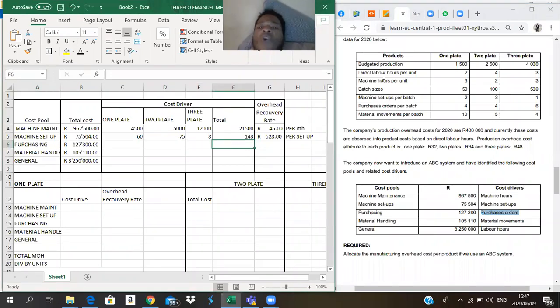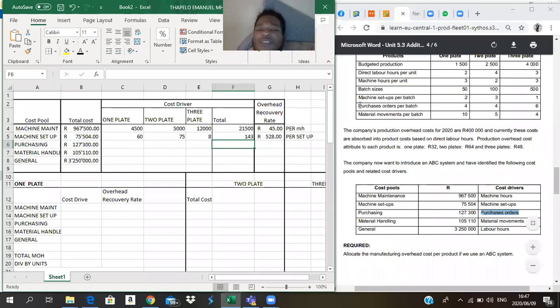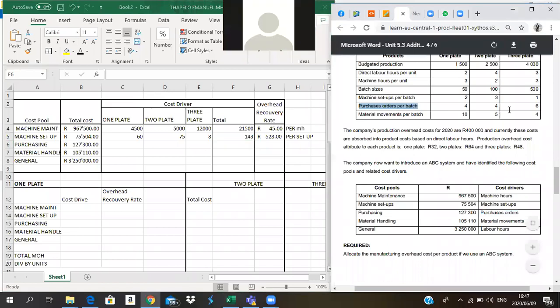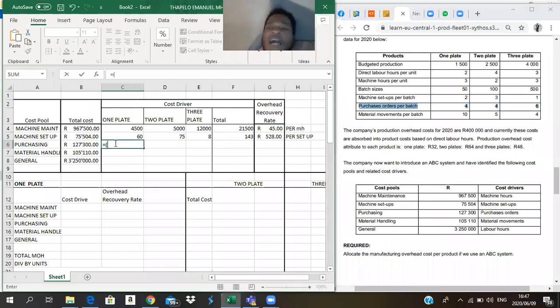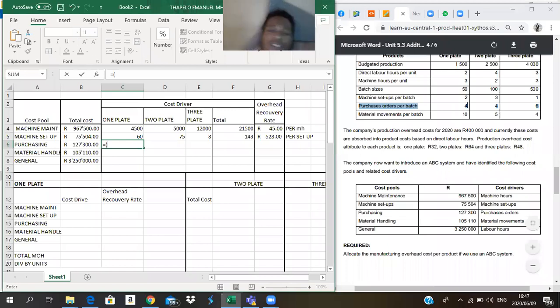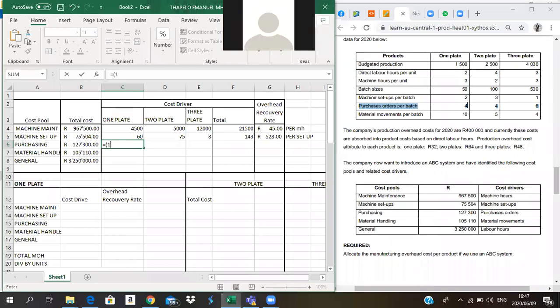Now going back to this information here, we're now going to look for purchase order. You see here, they say purchase order per batch. Per batch, I have four purchase orders for one plate, four orders for two plate, and six orders for three plate. But remember, guys, this is per batch. I still need to get the number of batches first so that I can multiply with this four. So I'm going to go here for one plate. I'm going to say it equals, to get my number of batches, I'm going to take the 1.5 here, divide by the batch size here, multiply by this four there to get my orders. So I have the 1.5 divide by 50, close bracket, multiply by the four, which is my number of purchase orders per batch.